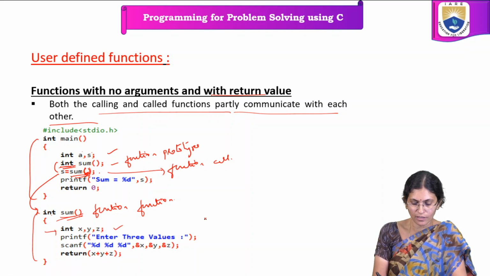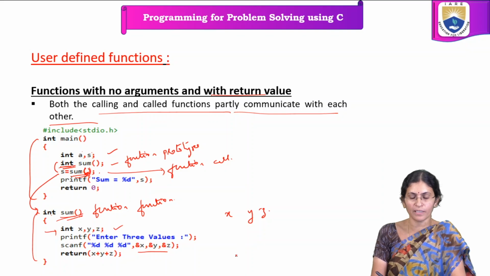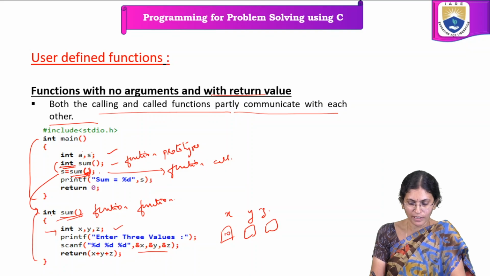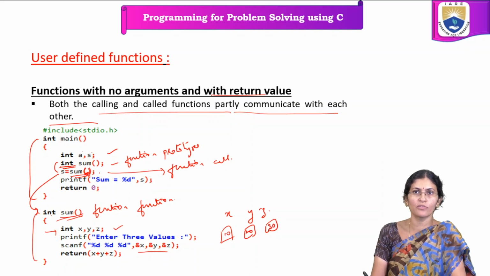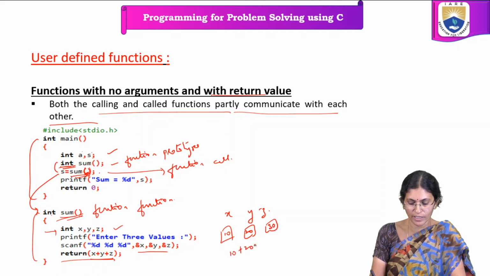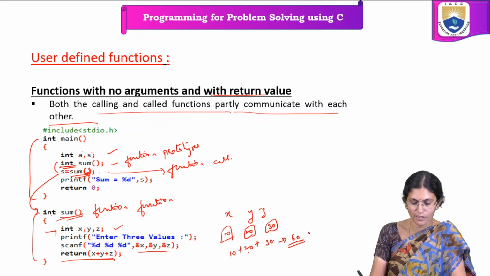Here three variables are declared, x, y and z, and with printf we ask to enter the three values. With the help of the scanf function, we are reading the values of x, y and z at the locations specified by the names x, y and z. Suppose the user enters 10, 20 and 30. These are the values taken from the user in this function definition, and it returns the sum of all three values. 10 plus 20 plus 30 is 60.